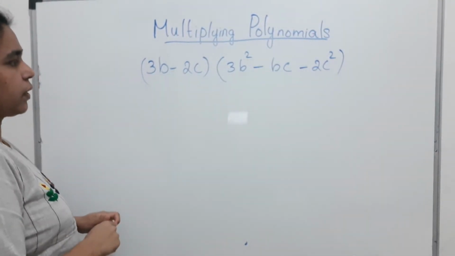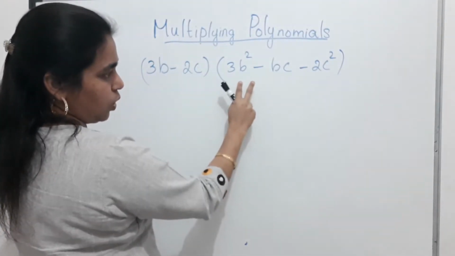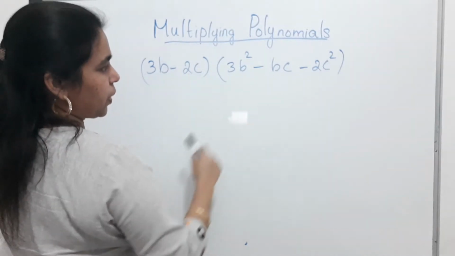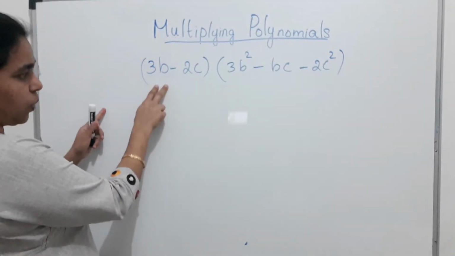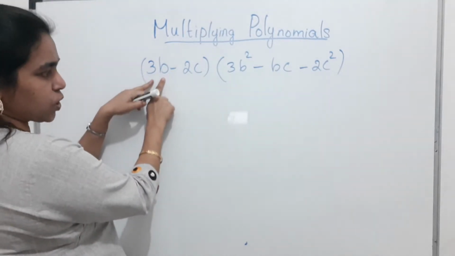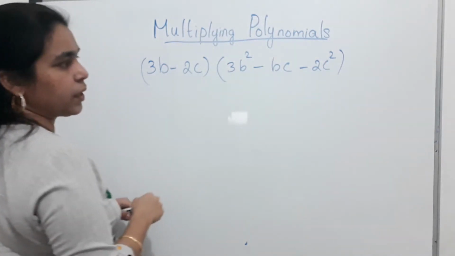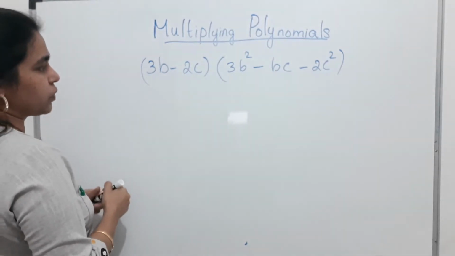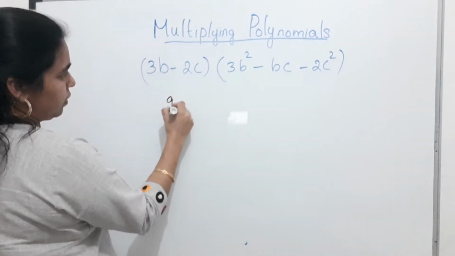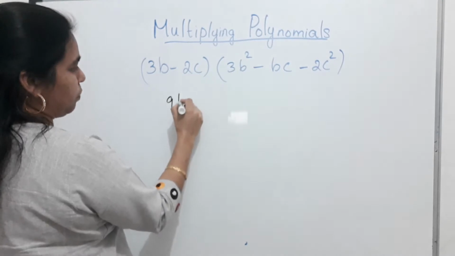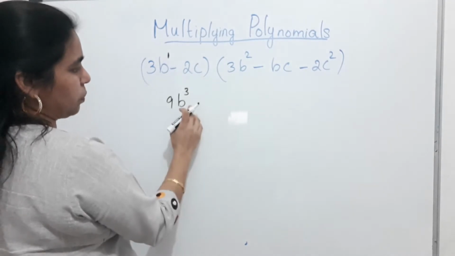In this question, we can multiply a binomial with a trinomial. Trinomial means it has three terms, and they are separated by minus in here, so you have to multiply these two brackets. This is the first term of the binomial, 3b, and you have to multiply 3b with each and every term inside the next bracket. So 3b times 3b squared means 3 times 3 is 9, and then b times b squared is b cubed, because this has power 1, and so 1 plus 2 will be 3.